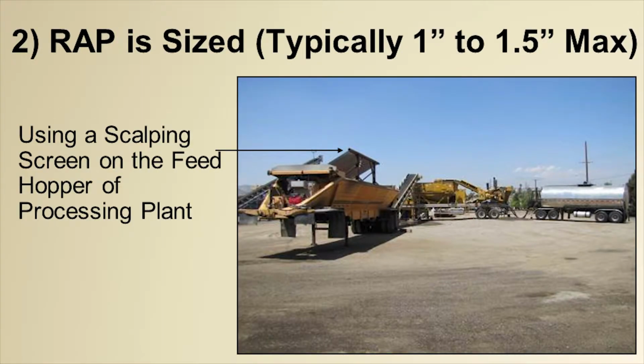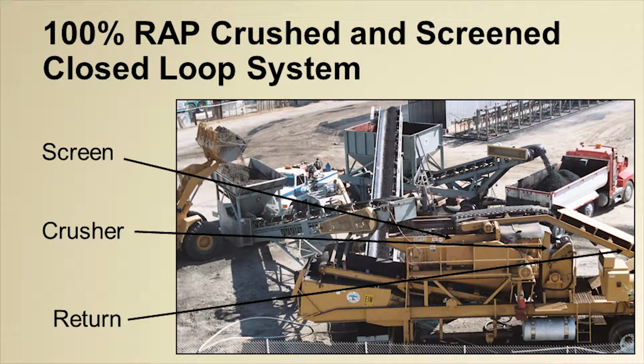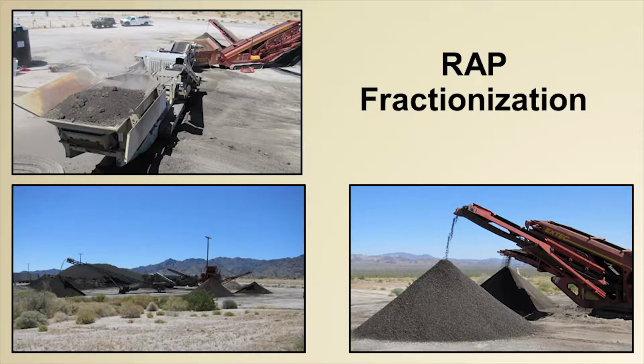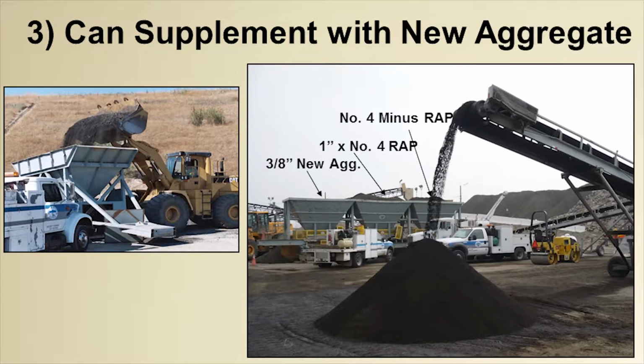Typically, you can just scalp it, 1 inch, inch and a half, depending on what the specification is. So you just get the oversize pulled off and then use the underlying or smaller materials. As Dan showed, you can set up a typical cold in place recycling multi-unit train where you can crush and screen it all together in one application. Or the third is you can fractionate it, so you can actually form your gradation because you can screen it out into different components. The other thing you can do, if you want, is supplement it with new aggregates.